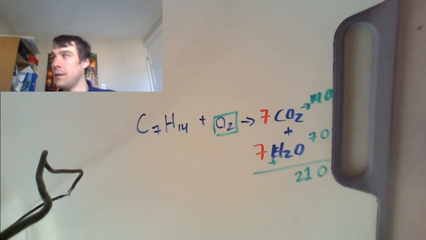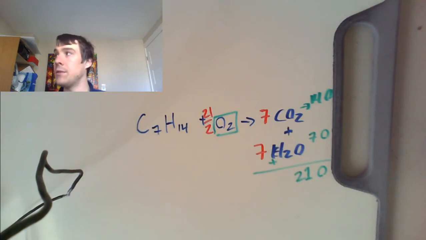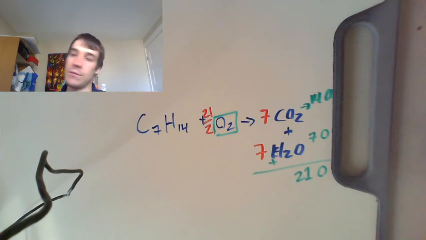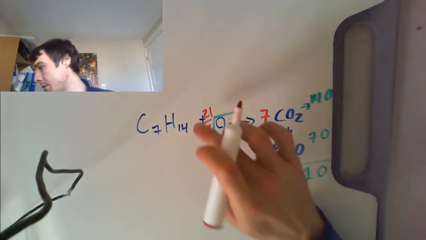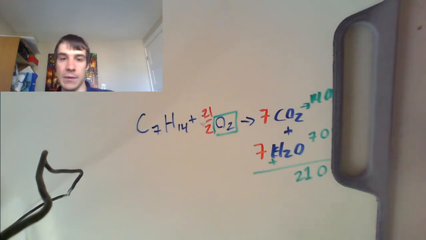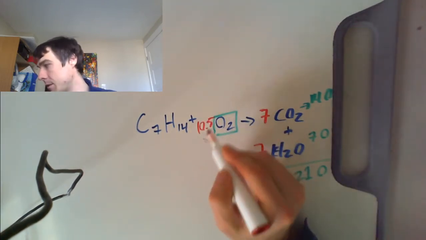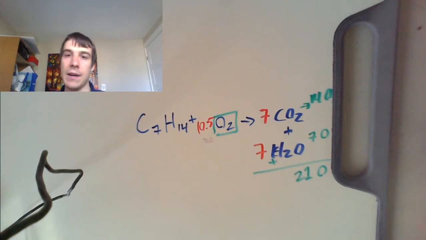The first way is to do 21 over 2. We have 21 over 2 oxygens, which is fine. Remember, there's trillions, quadrillions of these things in the reaction. So what we're saying here is that instead of having 10 of them, we have 10.5, 10.5 billion. Instead of 10 billion, we have 10.5 billion. If you don't like fractions, you can write 10.5. That's okay, but fractions are better. So that's one way to solve it.